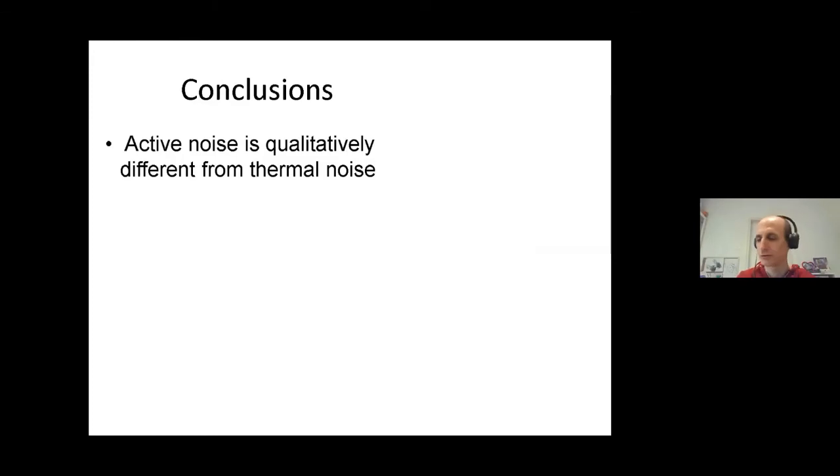So I think the conclusion of this part is that active noise is qualitatively different from thermal noise. Many people, in some circumstances, get away with calling it a higher effective temperature, and you'll see that notion in the literature, and I've used that notion, and I've actually even used it in calculations. So it's not a bad notion to use, but you have to be aware that it's not always the case that you can simply call the active noise an increase in the thermal noise.